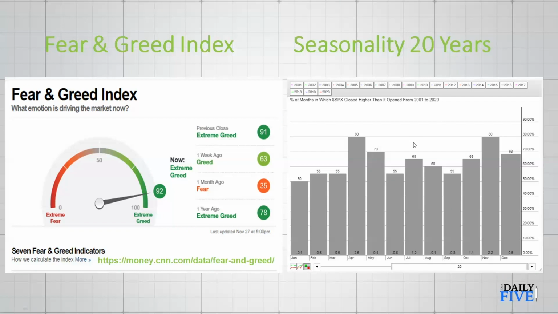On the right side, this is from StockCharts, and it's a seasonality chart of the SPX. If you just type in the symbol $SPX on StockCharts, that chart will come up, and then you can scroll down to the bottom and choose seasonality. I have this on 20 years, and we can see that December closes higher than it opened in this 20-year period 68% of the time. So it's sort of the scarecrow in the Wizard of Oz pointing which direction to go.